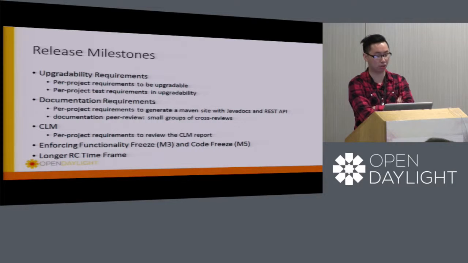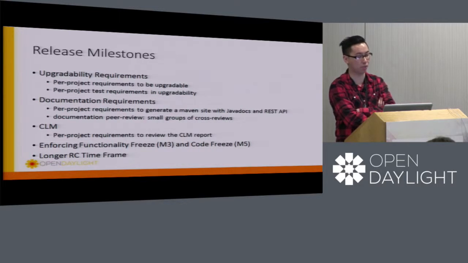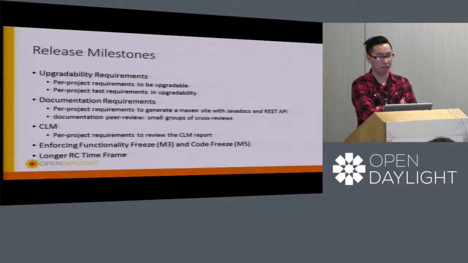And there was also discussion about adding a CLM requirement for projects to at least review and acknowledge whatever items are in their CLM report, and about enforcing functionality freeze or code freeze more strictly during a release, and possibly a longer RC timeframe. So these were the items that were brought up in the Beryllium simultaneous release plan lessons learned section.